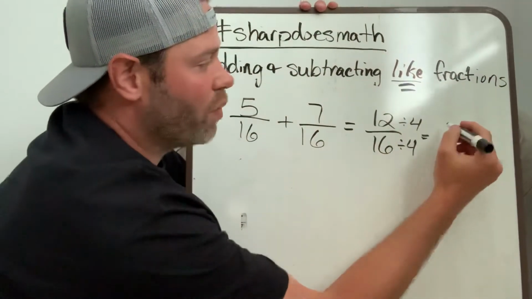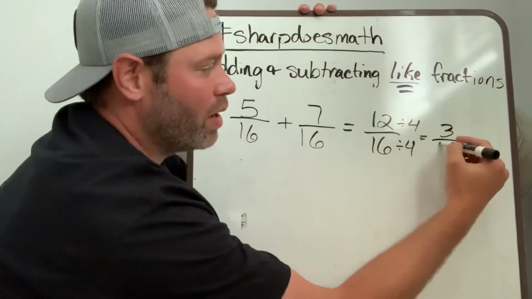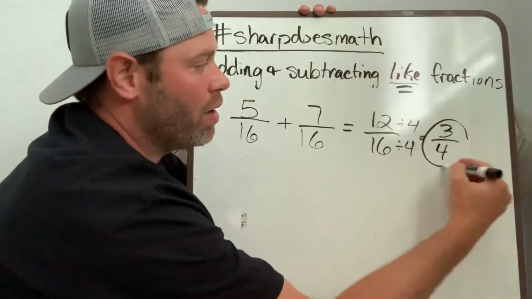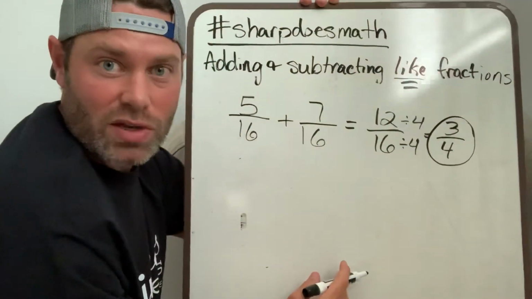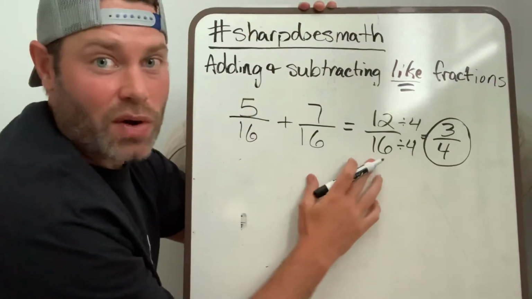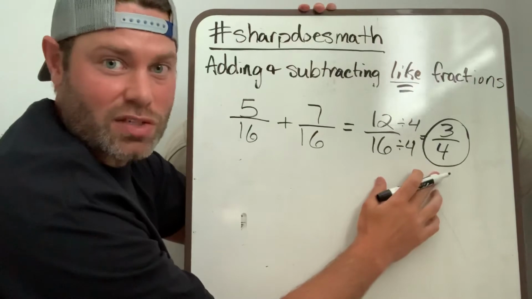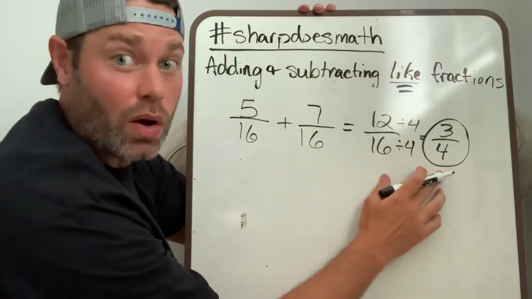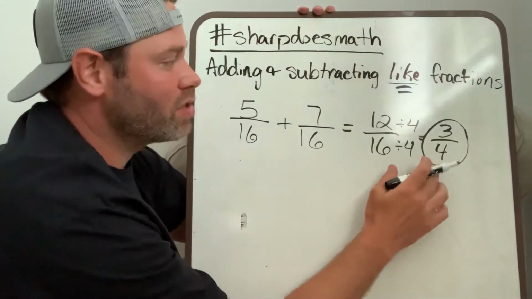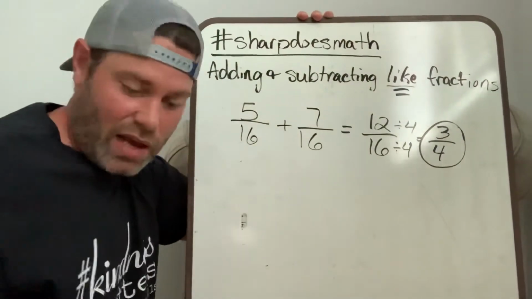12 divided by 4 is 3. 16 divided by 4 is 4. And 3/4 is my answer in simplest form. So 12/16, that's the correct answer. It's the same as 3/4, but 3/4 is the answer in simplest form, which is what you always want to go for here. So 3/4 is going to be my answer. All right, so that's adding like fractions.